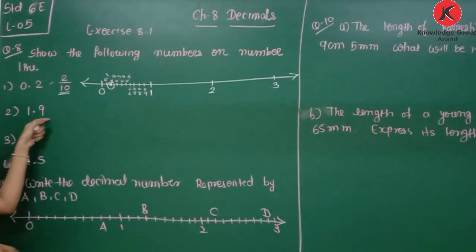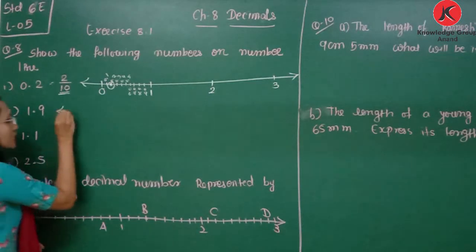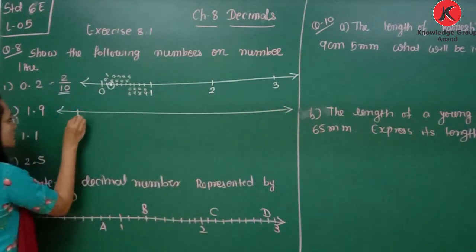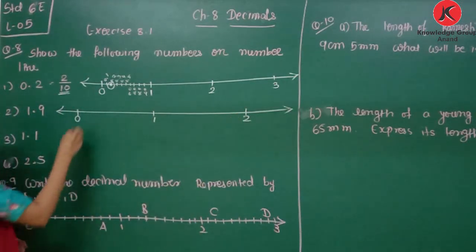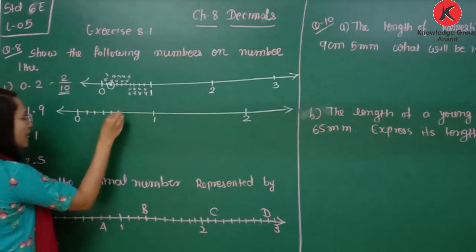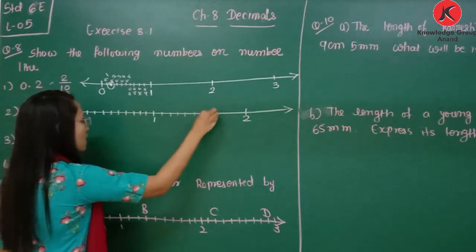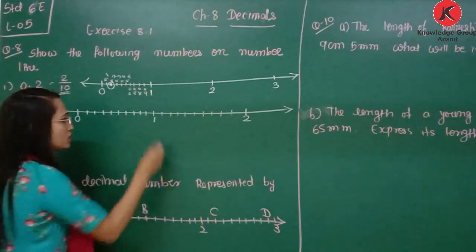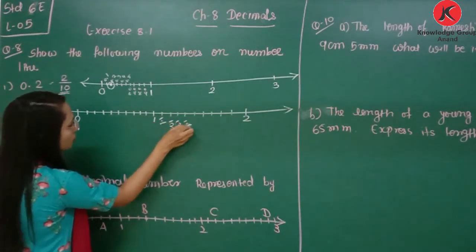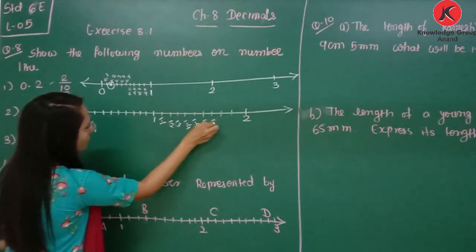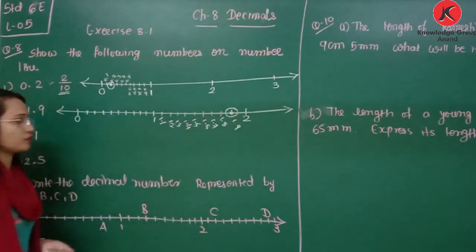So 1.9 is between what? 1 and 2. So we can represent it on the number line, or you can say 19 by 10. 0, 1, 2 and we can further draw a third one. So here 1, 2, 3, 4, 5, 6, 7, 8, 9, and 10. So this one is what? 1.1, 1.2, 1.3, 1.4, 1.5, 1.6, 1.7, 1.8, 1.9. So 1.9 is here. Okay.